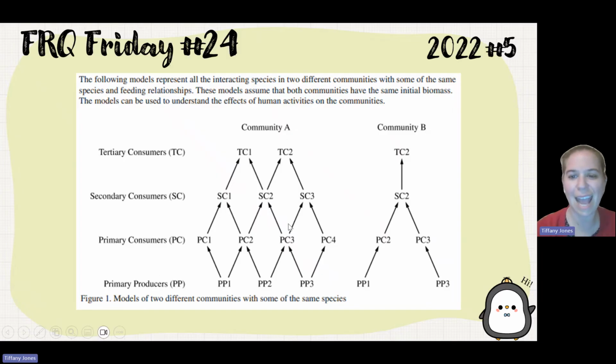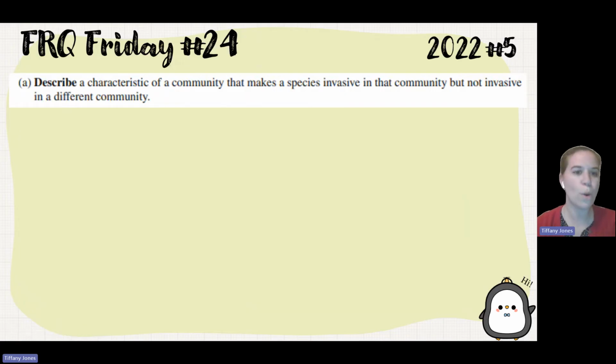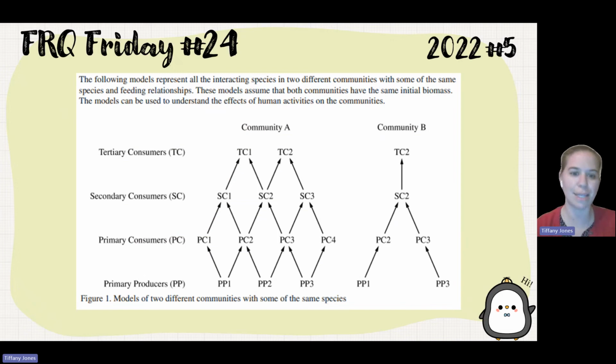So here we can see community A and community B, and they also have labeled our tertiary consumers, our secondary consumers, our primary consumers, and our primary producers. Notice that they've given them symbols for those, so you can still use those same symbols when you write your FRQ. You can shorthand it TC, SC, PC, and PP as a way to allow the reader to know which level you're describing.